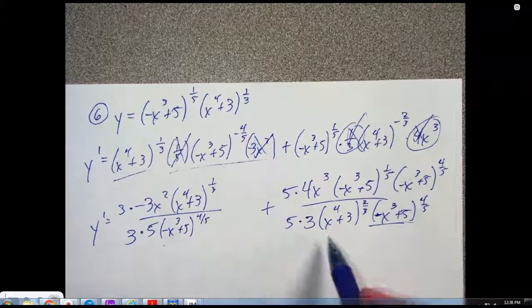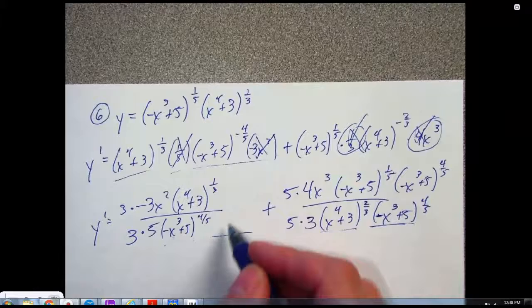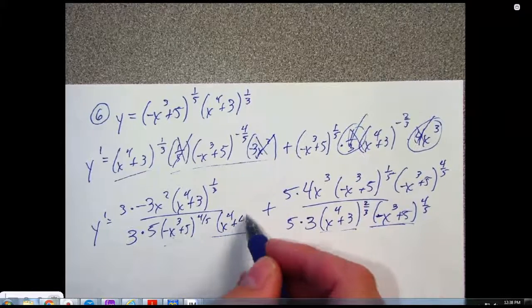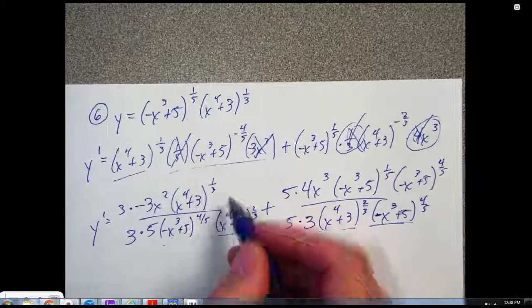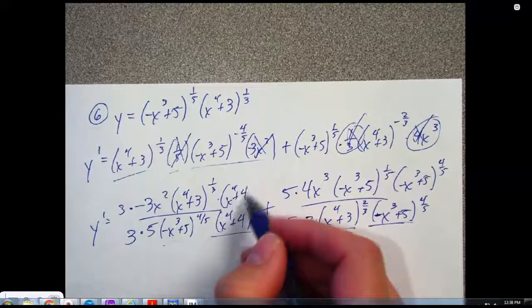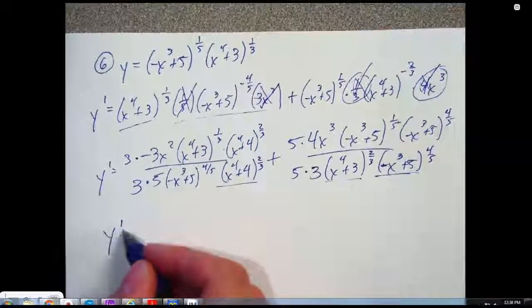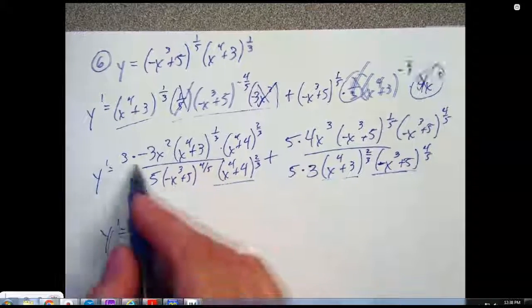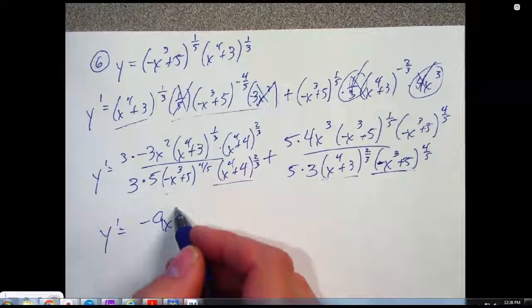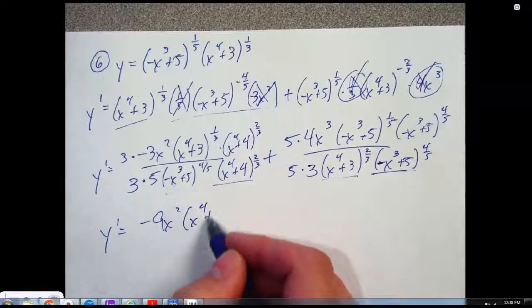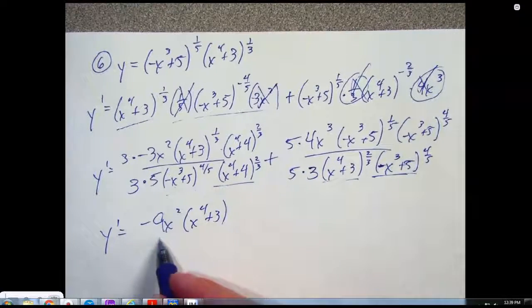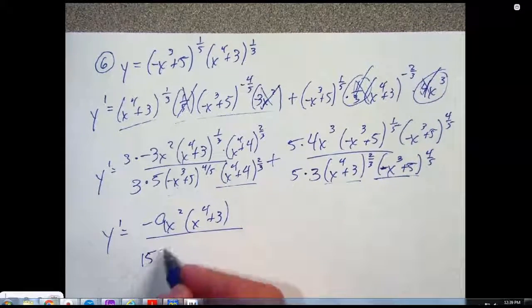Same thing going back the other way. I need this piece to be here. So therefore I have to put it on the top also. And then these will add up to 1. So the next step, just kind of cleaning things up, I'll have negative 9x squared times x to the 4th plus 3. And now it's just to the first power. And on the bottom now I have 15.